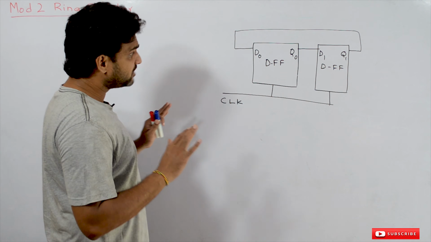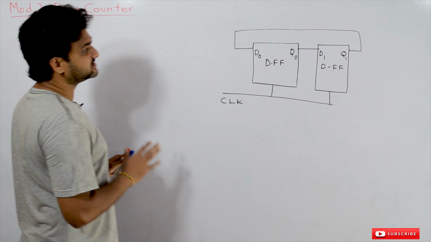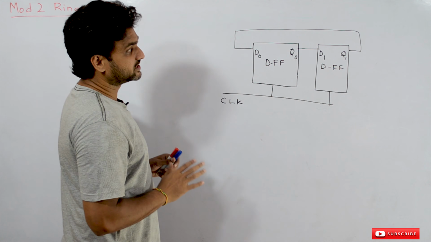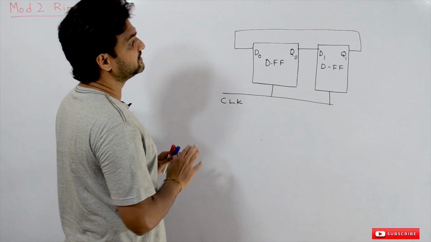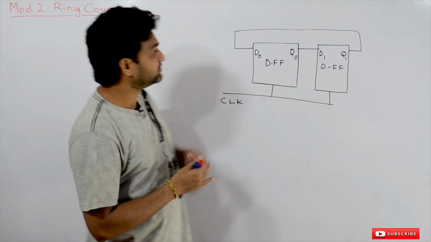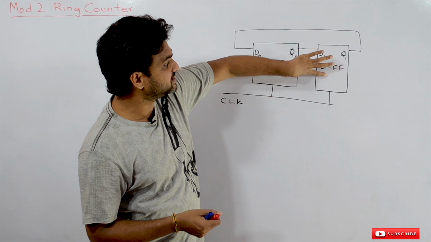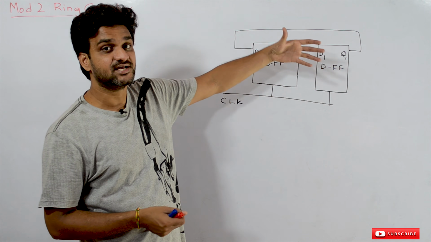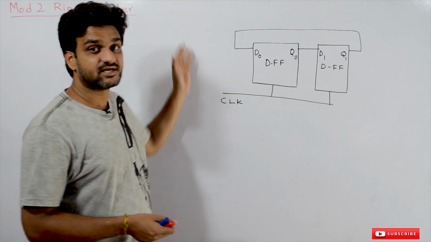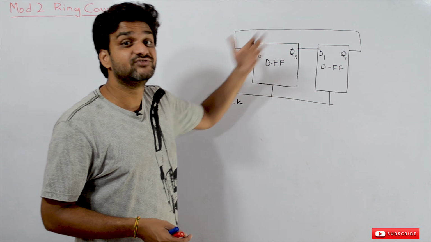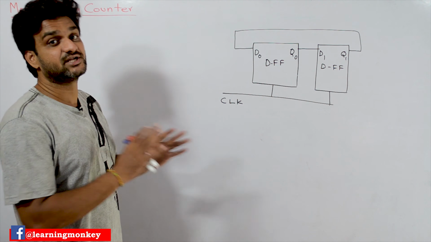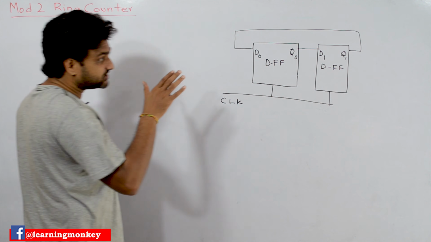Now the important part of this is to analyze this counter. How the behavior will be, how the outputs will be. If the inputs are given to this, if it is provided with some states, and if the clock is provided to this, how the states will change, what the next state is going to be. That we will try to understand and analyze.